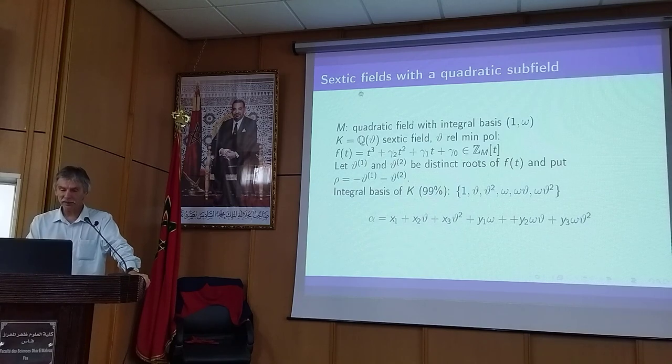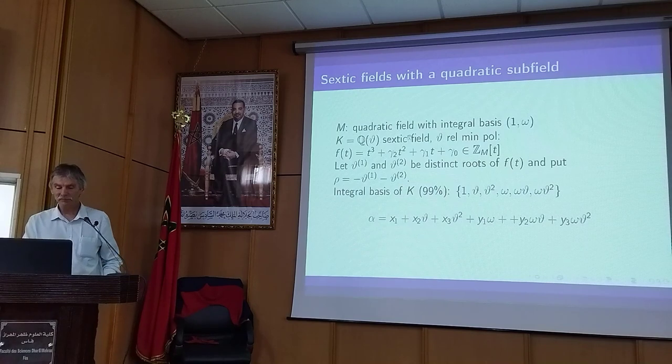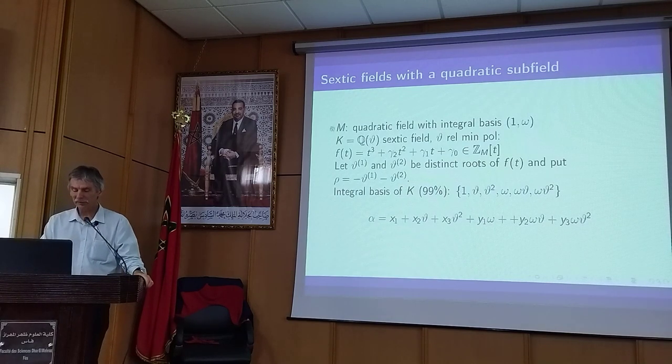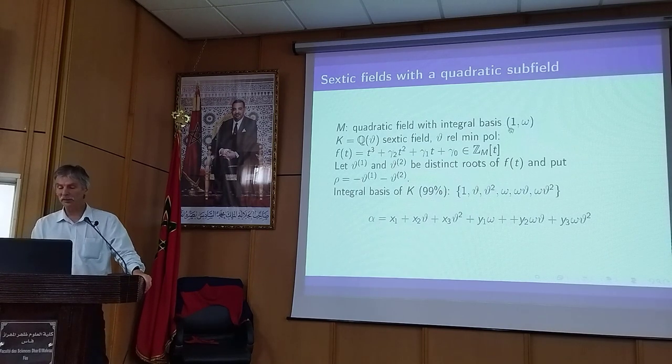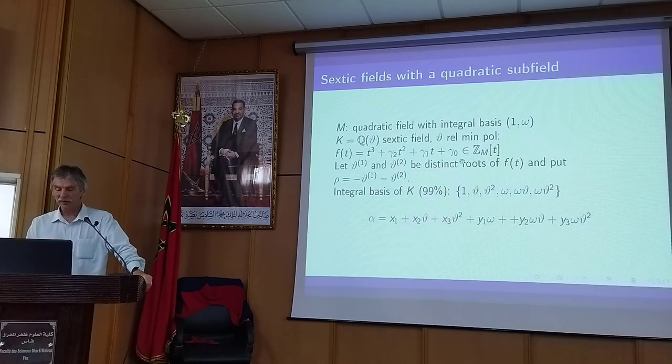For example, in the case of sextic fields which contain a quadratic subfield, let us assume that M is a quadratic subfield of the number field of degree 6 with integral basis 1 and omega, and assume that the sextic field K is generated by theta having this relative cubic defining polynomial over the intermediate field M.